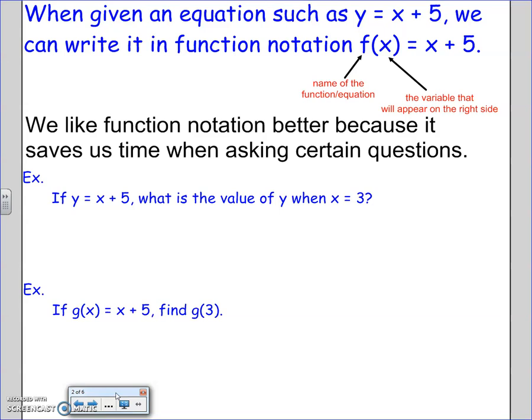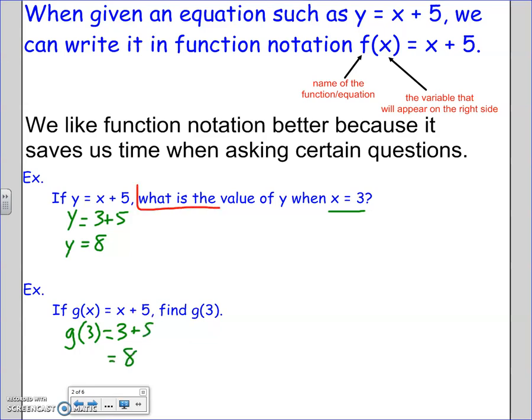So these two examples, it says if y equals x plus 5, what's the value of y when x is 3? This means plug in x is 3. So y is missing, but 3 for x plus 5, that's 8. So y equals 8. This bottom one is the exact same question, but it looks a lot shorter. It says here's g of x. So this is equation g, has x on the right side. Find g of 3. It's telling us to change the thing in parentheses, the letter x, to 3. So this is now 3 plus 5, that's 8. Same thing. But instead of writing all of this, we can just write this. So it tells us which equation to go to and what to plug in.